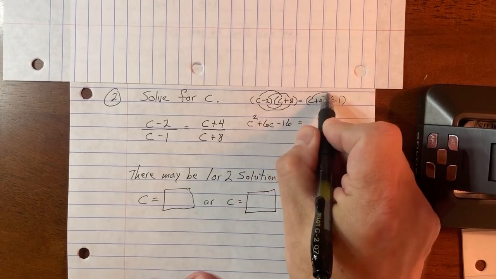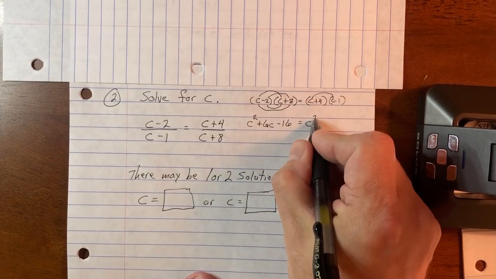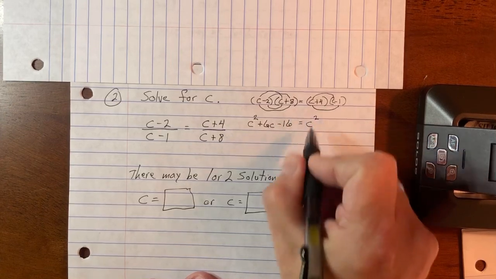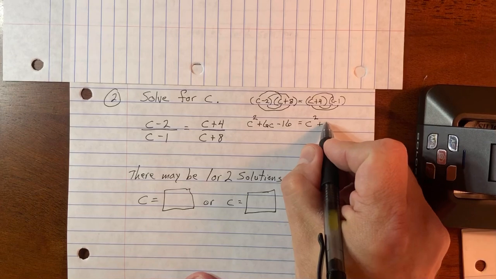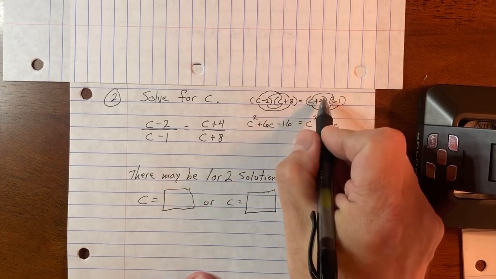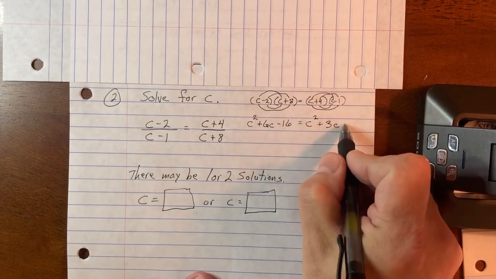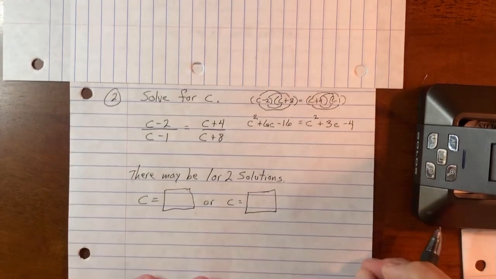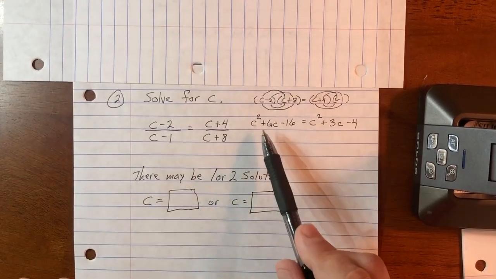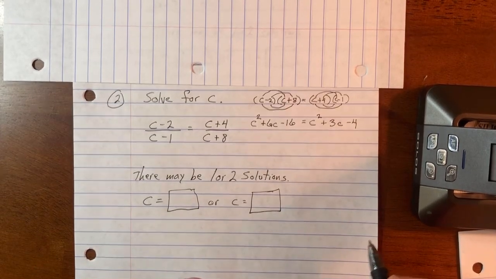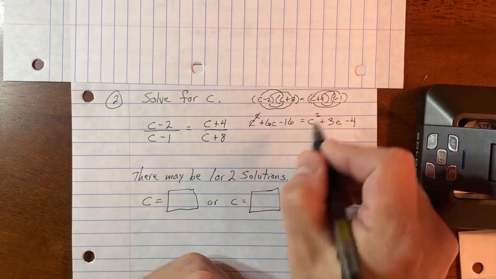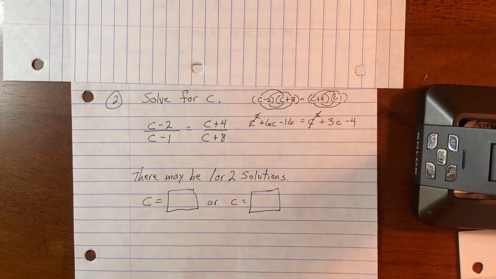And on this side, we have c times c is c squared again. And the two middle terms this time are -c and positive 4c, which would give us positive 3c. And 4 times -1 is -4. Now, these look difficult because you have c squared, but we have it on both sides. And if you remember, if you have c squared on both sides, you can just subtract c squared from both sides. And basically what that does is that just cancels out c squared on both sides.